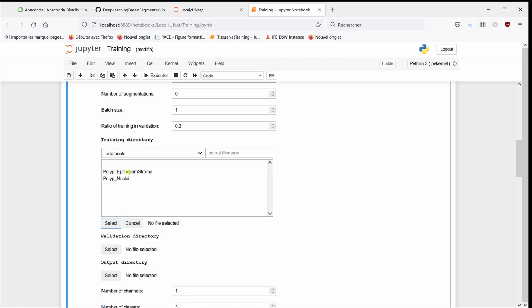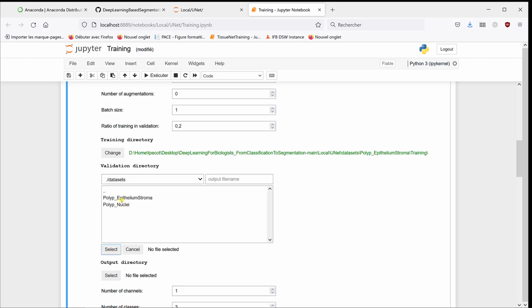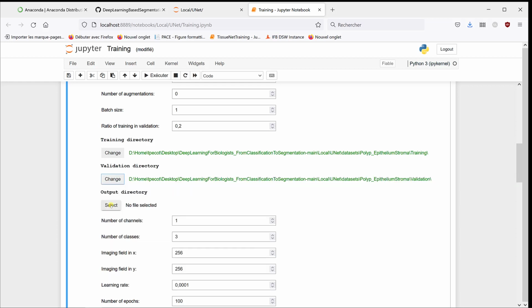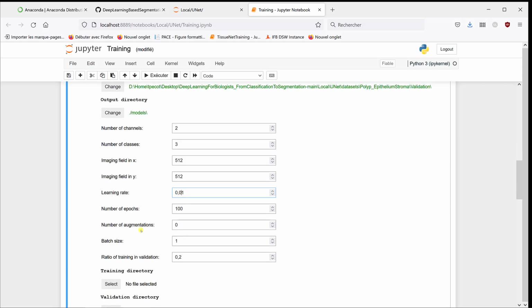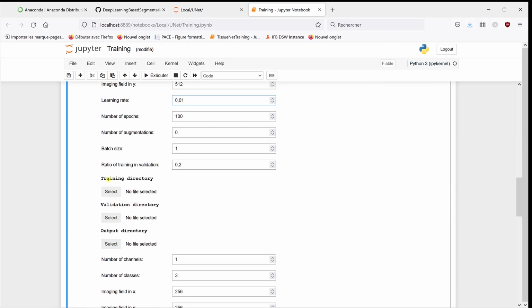All right, so this doesn't change. Epithelium and stroma training, stroma validation. Model. 2 channels. 512 by 512, and this time I'm going to set it up to 0.01 for the learning rate.